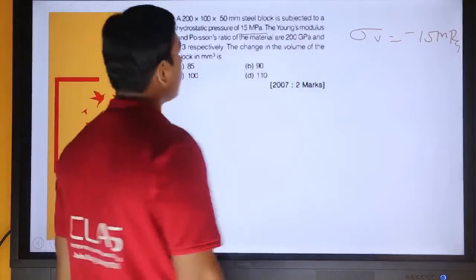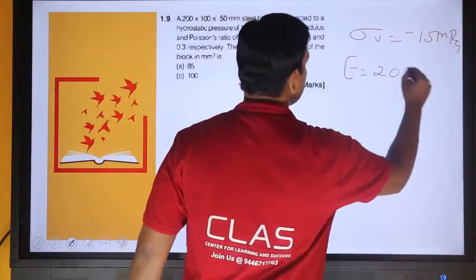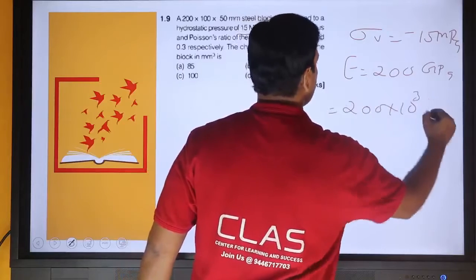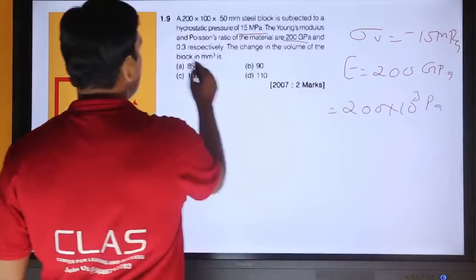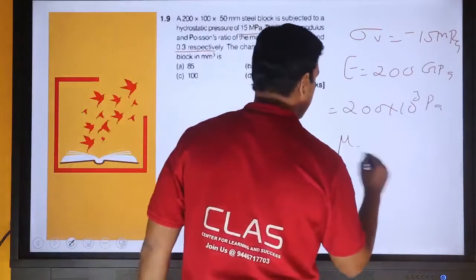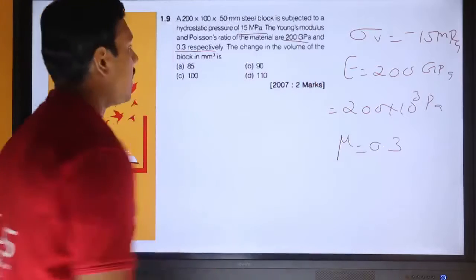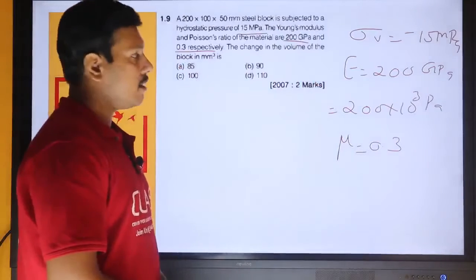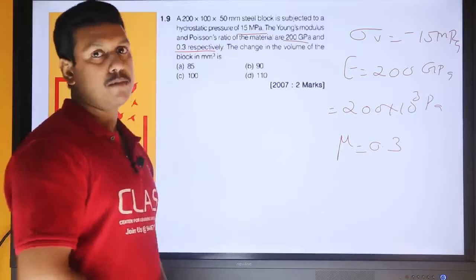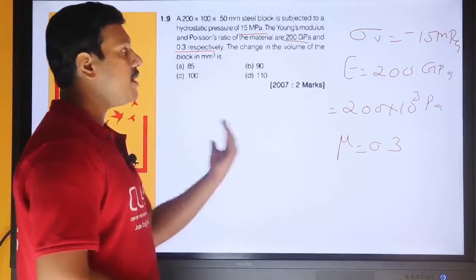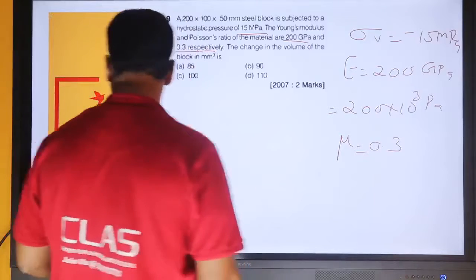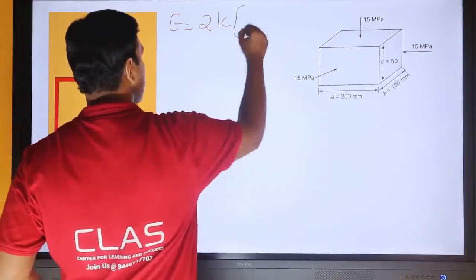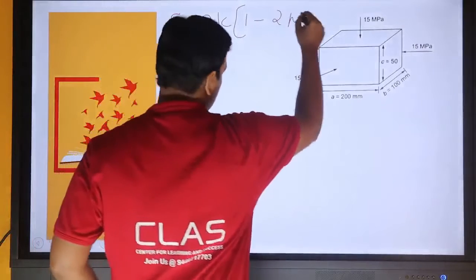And Young's modulus and Poisson's ratio are given. Young's modulus E is equal to 200 gigapascal, which is equal to 200 into 10 raised to 3 megapascal, and Poisson's ratio mu is equal to 0.3. Then we need to find out the change in volume. But Young's modulus and Poisson's ratio are given, while something related to change in volume is bulk modulus. So we need to write a relation between Young's modulus and bulk modulus. We have Young's modulus E is equal to 2K into 1 minus 2 mu.